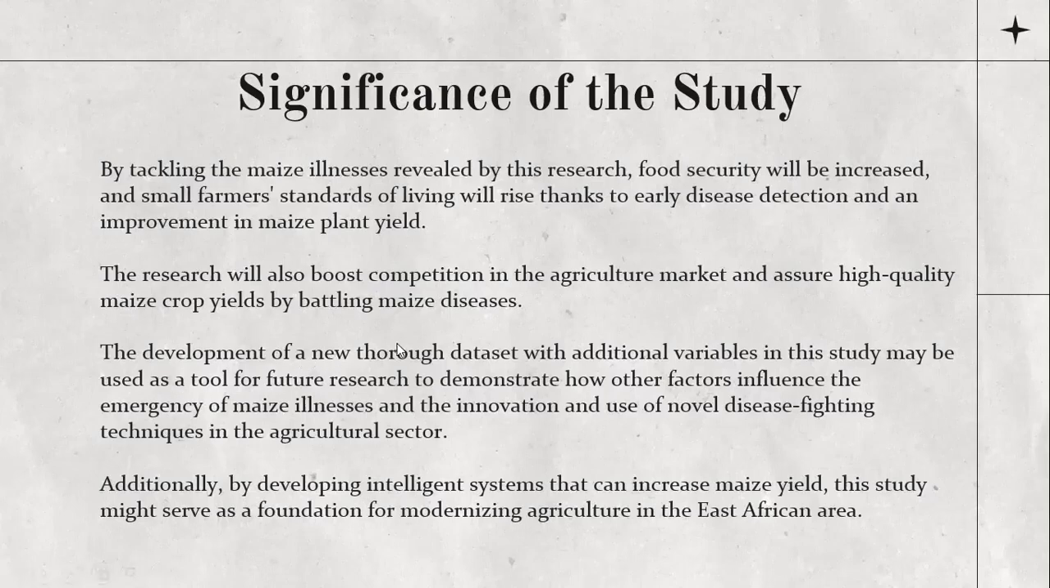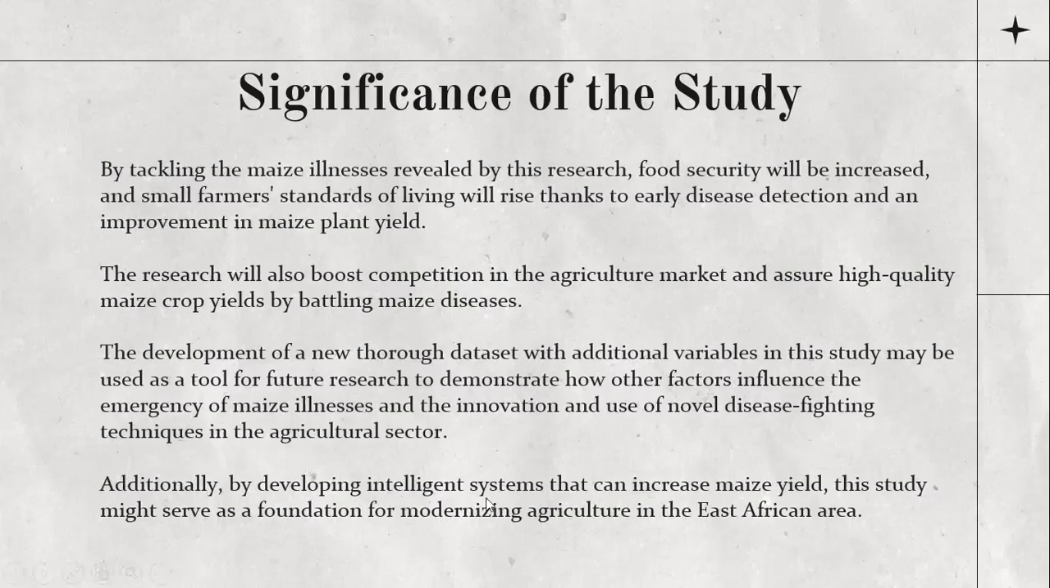Now, the development of a new thorough data set, because we are also considering designing a new data set that will have additional variables. Currently we have a data set but it has fewer variables. I want to create a new data set that will show how other factors affect the emergence of diseases in maize. For example, factors like rain: how do they affect the emergence of this disease? I'll be able to come up with that data set in our research.